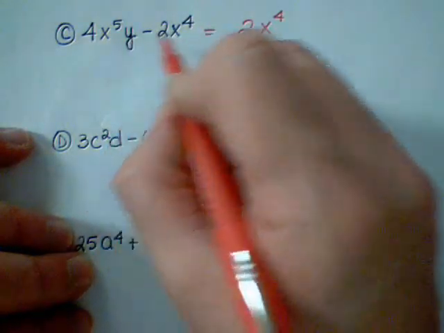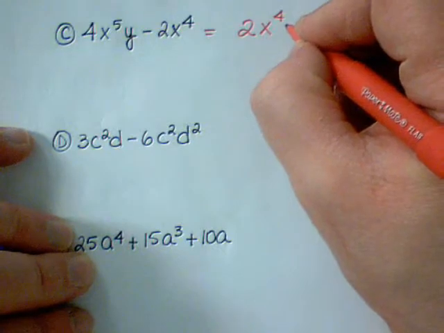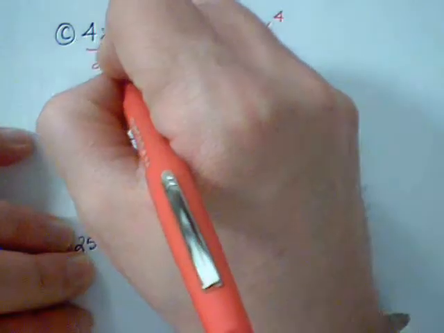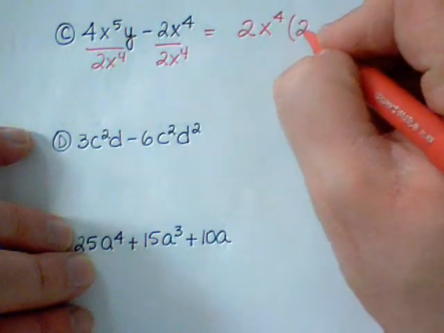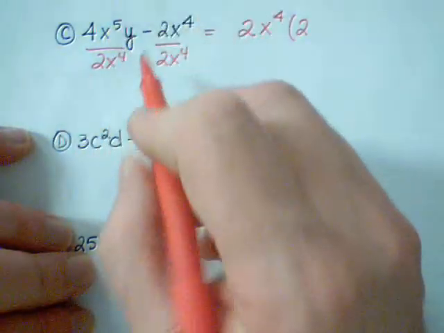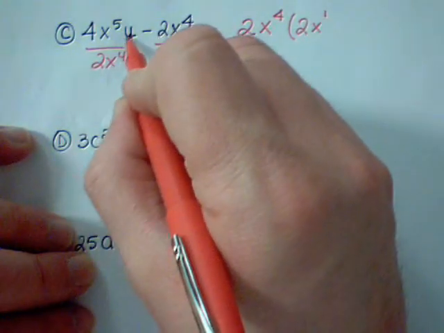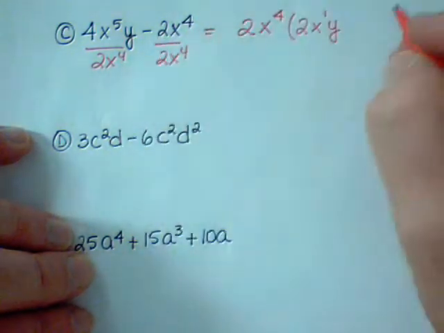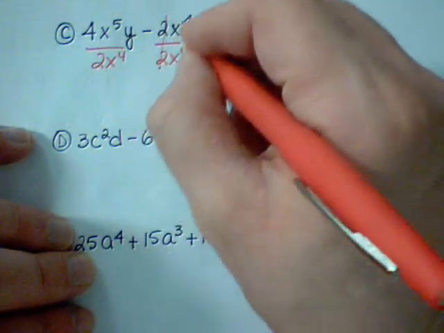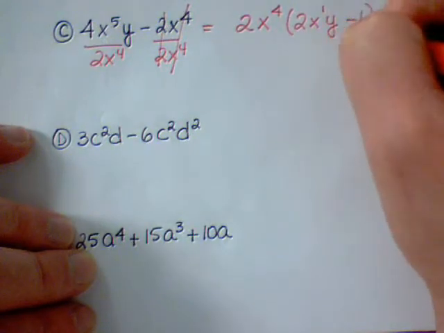And can I factor out a y? No, because y does not happen to both of them. So then we're going to write 2x to the 4th here, 2x to the 4th there, and 4 divided by 2 is 2, x to the 5th divided by x to the 4th is x to the 1st, and the y. And the 2 cancels, the x to the 4th cancels, so guess what you're left with? You're left with a 1.